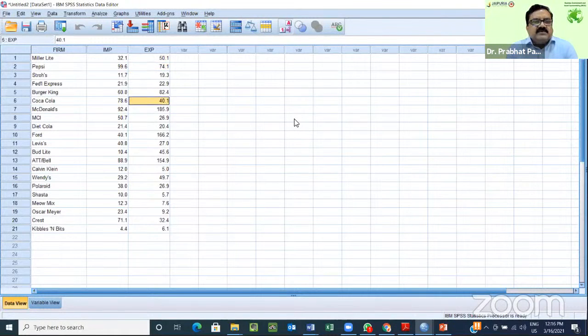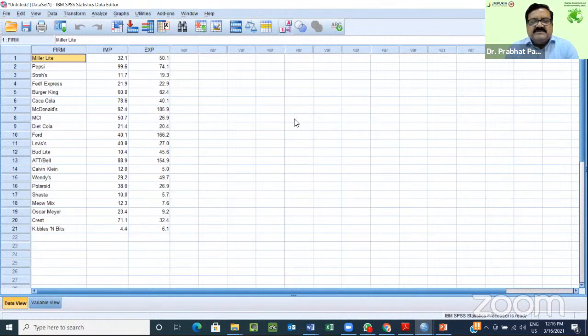And then the last column is about expenditure on advertisement by these companies. So these are the expenditures made. This is the data taken from the Wall Street Journal. This is actual data, but it's slightly old data.